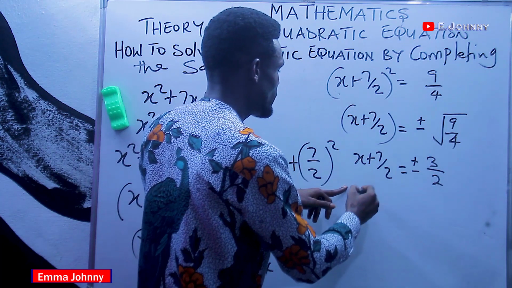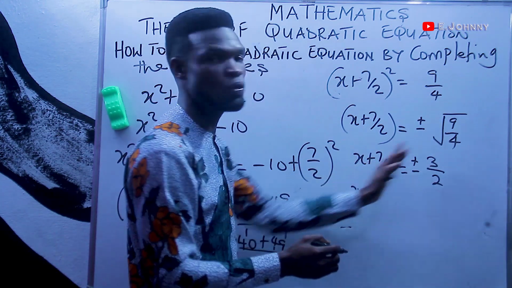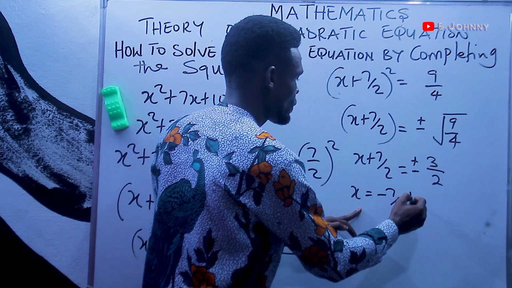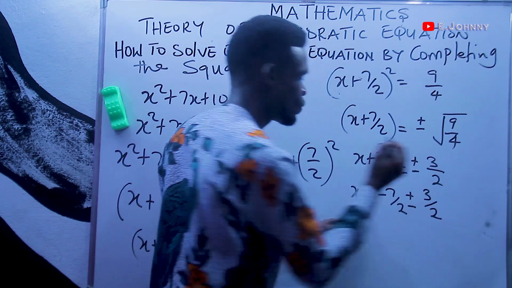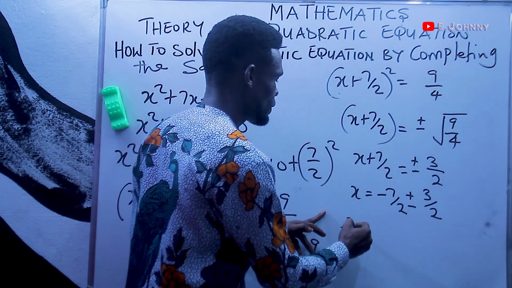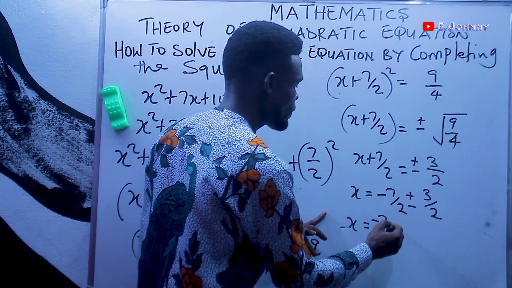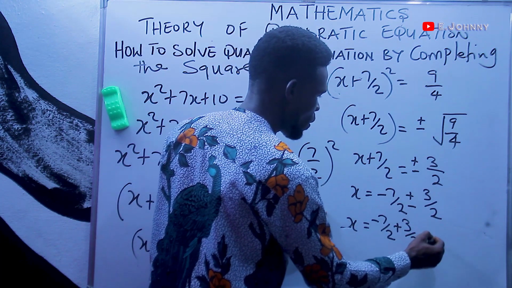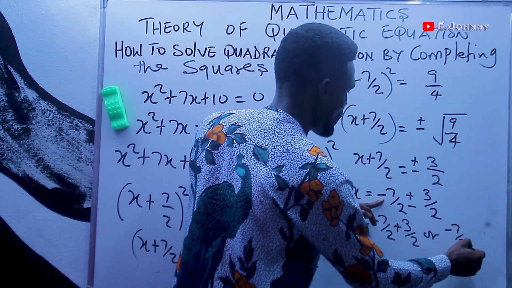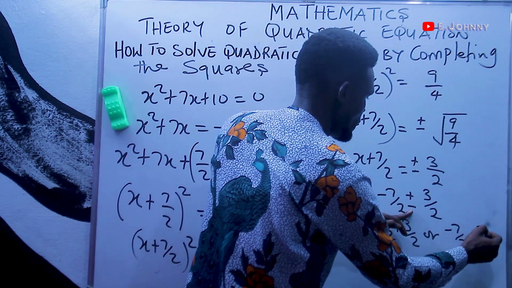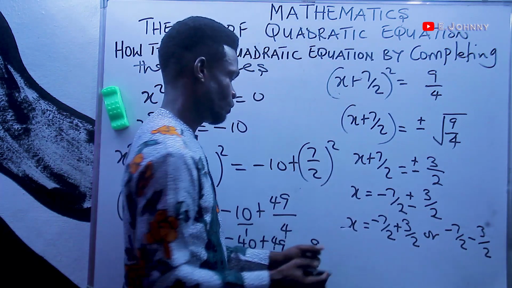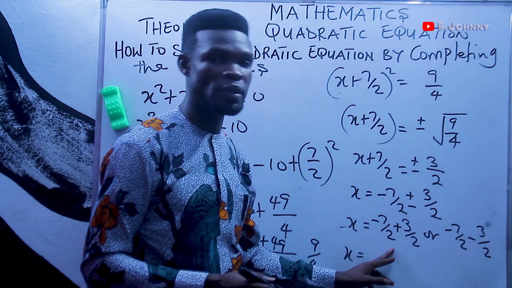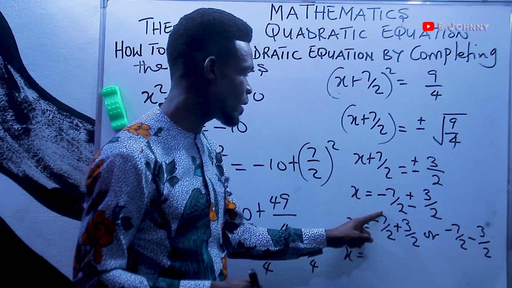Okay. Now x equals, take plus 7/2 to the right hand side, it becomes minus 7/2 plus or minus 3/2. So at this point you can say that x is minus 7/2 plus 3/2, or minus 7/2 minus 3/2. So now x equals, of course we told you in fractions, if the denominators are the same, add the numerators. So minus 7 plus 3.